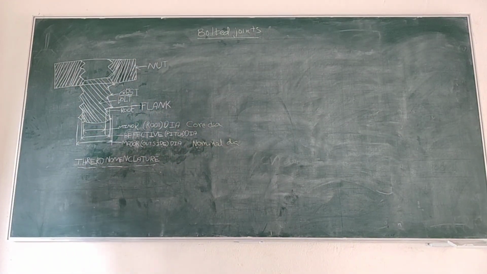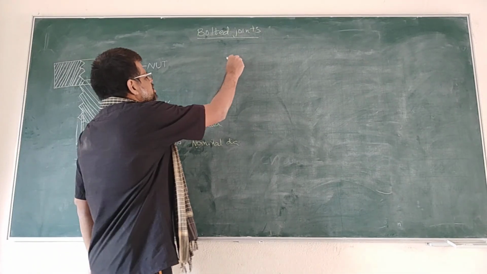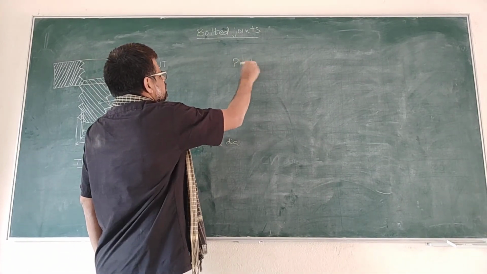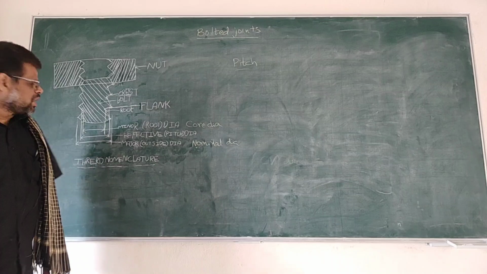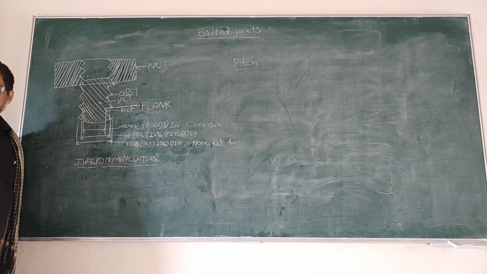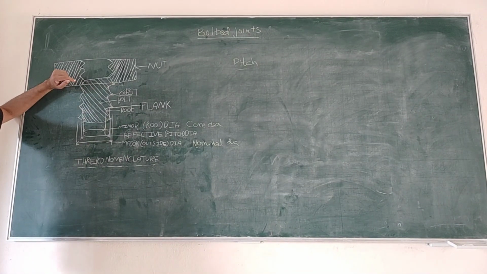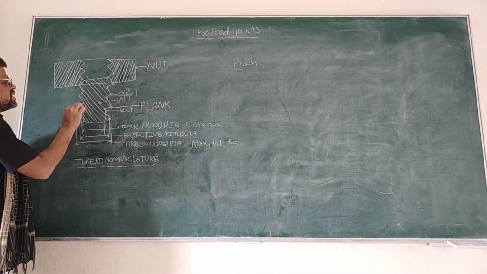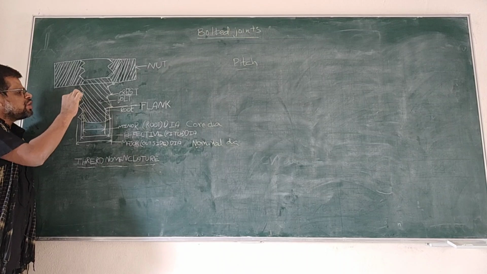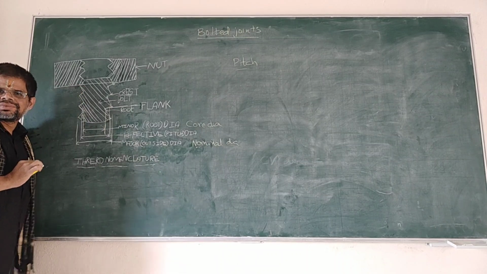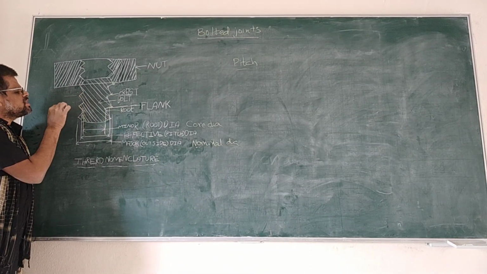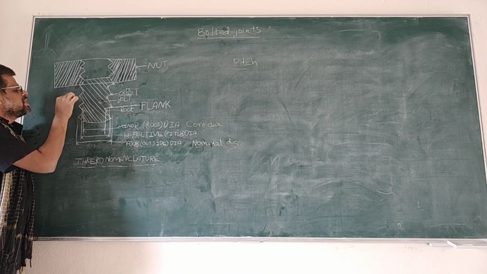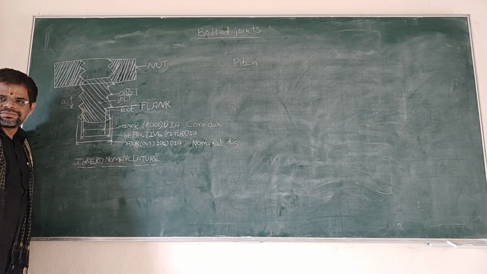Right? Now, there is another term called pitch. Take one side of the bolt. The distance between two consecutive crests. That means, see, this is one crest and this is another crest. So these two are consecutive, means side by side. Okay? So the distance between these two crests is called the pitch.